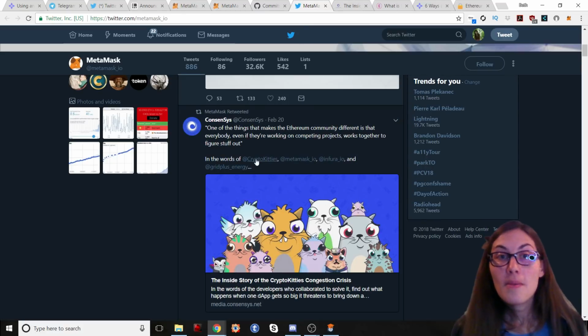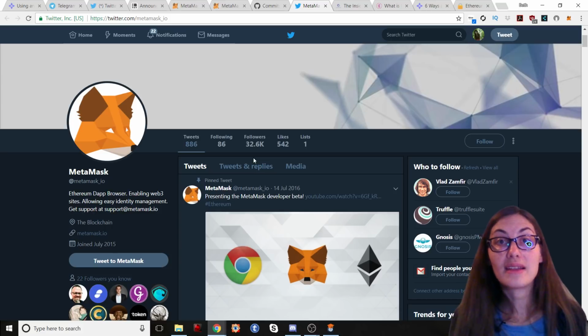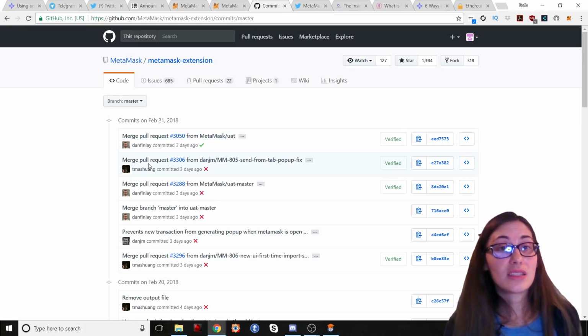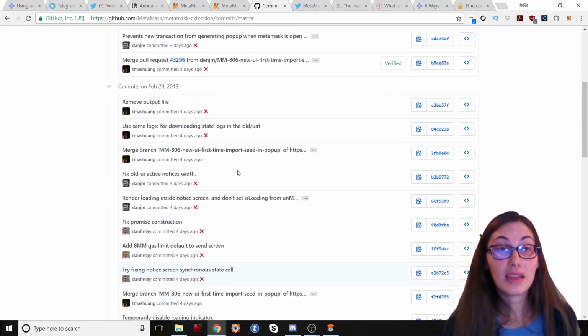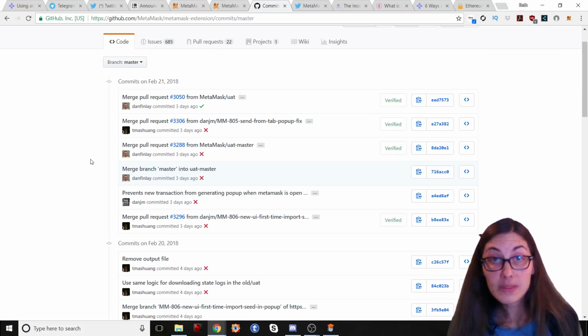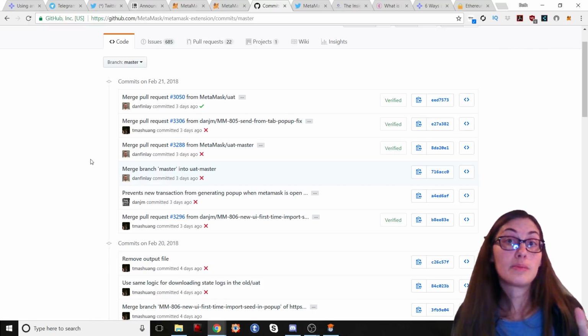First of all, MetaMask has a really active Twitter page. They also are very active over here on GitHub. I mean, they are working on this daily. So this is definitely a very reputable service. There are scams out there. When you go to enable the Chrome extension, there are oftentimes fake ones there.